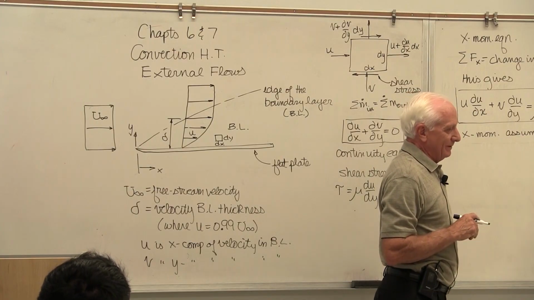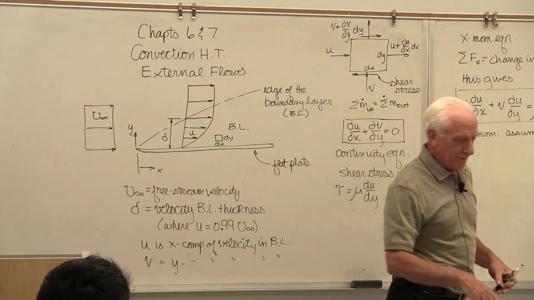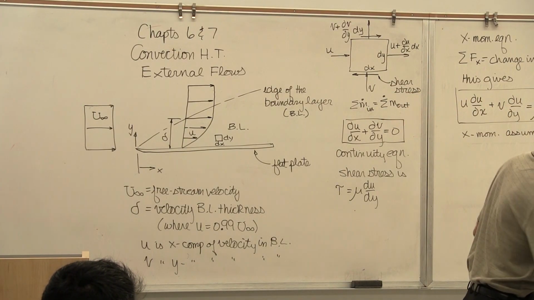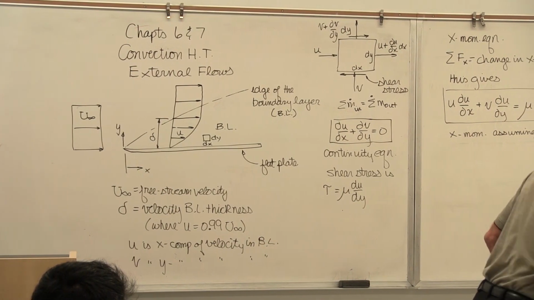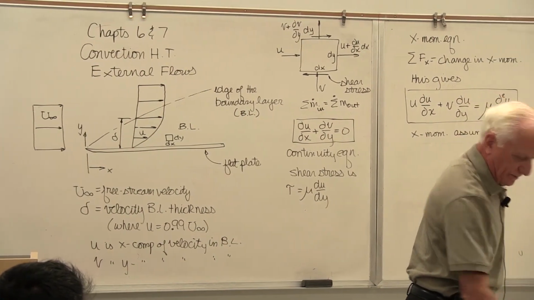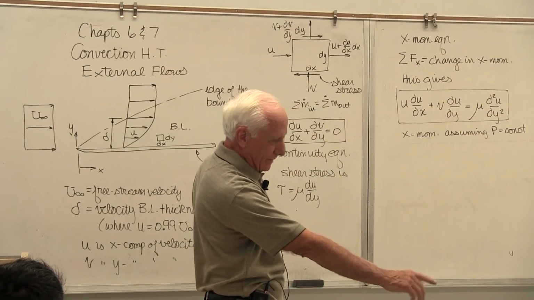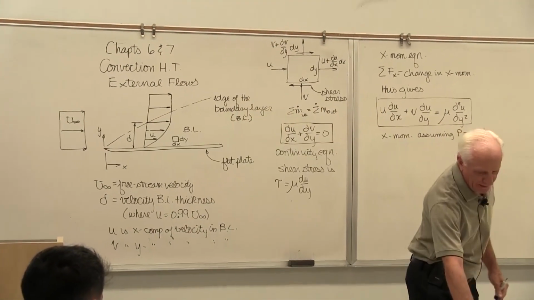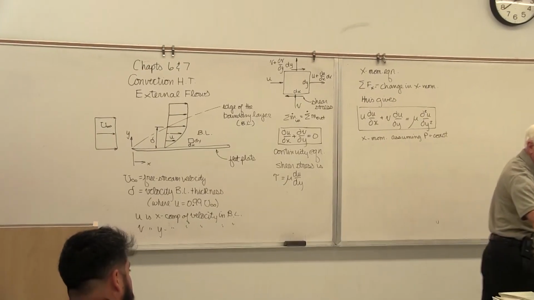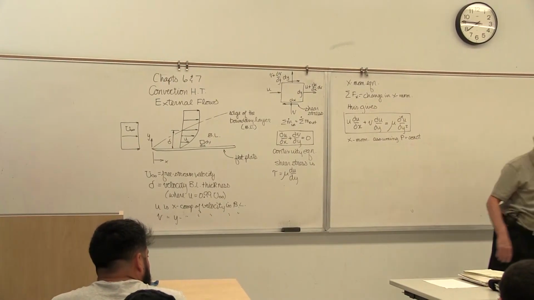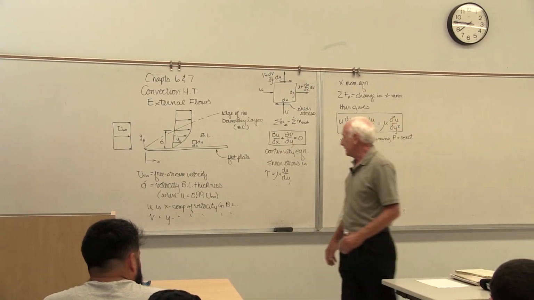Is P constant? Yeah, P is constant. Assume this is a flat plate here. This is X that way. This is Y that way. This is X0. I put a floor fan here. I blow the air over that table. A boundary layer builds up from the leading edge, and it gets bigger and bigger as X increases. Okay.